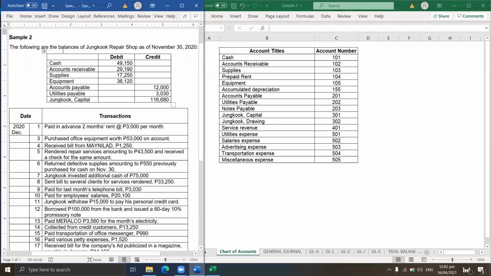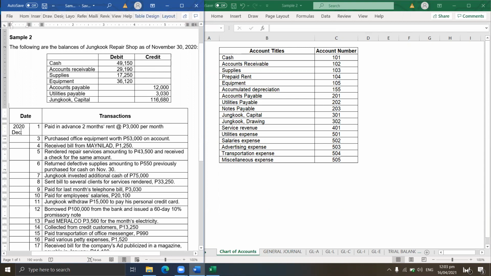You're given the following balances of Jungkook Repair Shop as of November 30, 2022. The difference between this example 2 and example 1 is that we have balances coming from the previous month. In example 1, it was the first month of the company, GMIN, which started its business way back in November. But here, Jungkook Repair Shop might have already been operational for some months before these transactions occurred. So we have November 30 balances, and later we will be journalizing the December month.